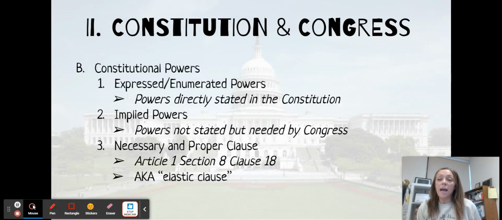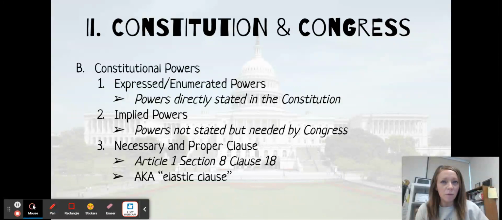So now we want to look at a few different types of powers that Congress has. The first type of power is called an expressed or enumerated power. Sometimes they're used interchangeably, but express powers are those that are directly stated in the Constitution. Like we could go to the Constitution, open it up, and we could see specifically these are the powers that Congress has, okay? So those aren't really powers that can be argued very much because they're right there in black and white.